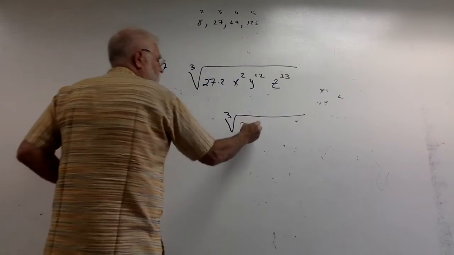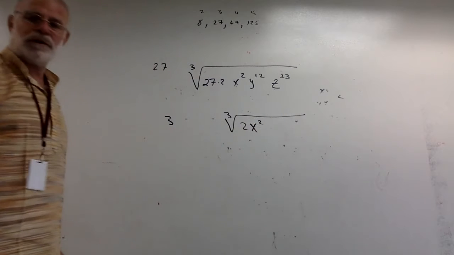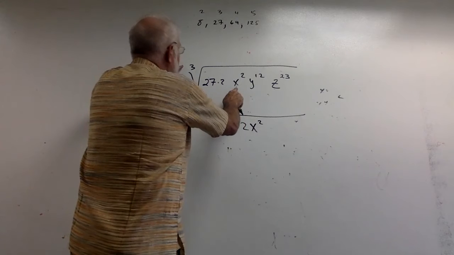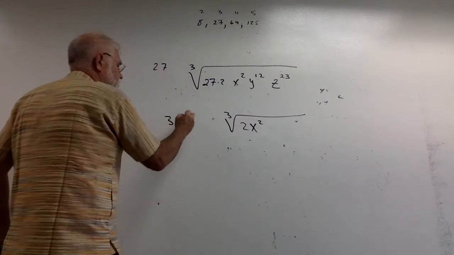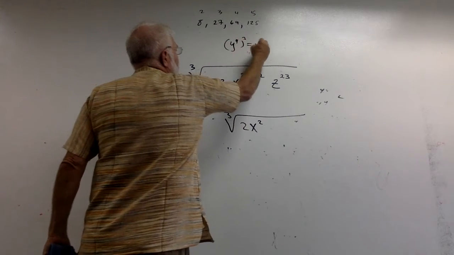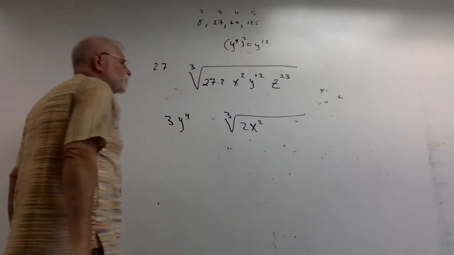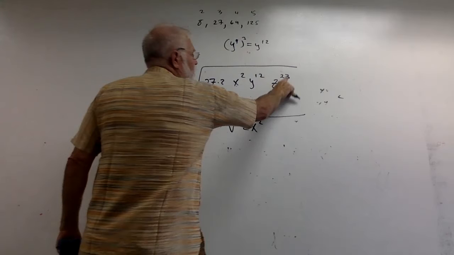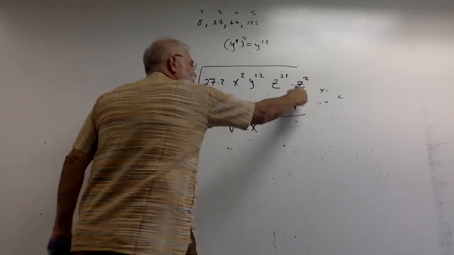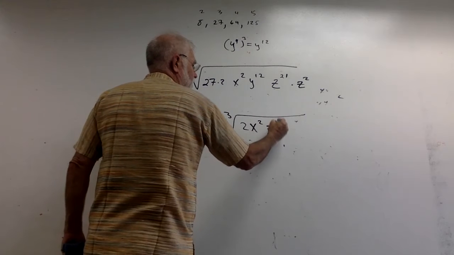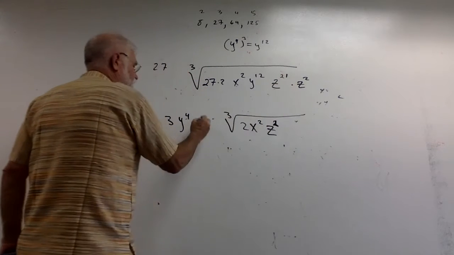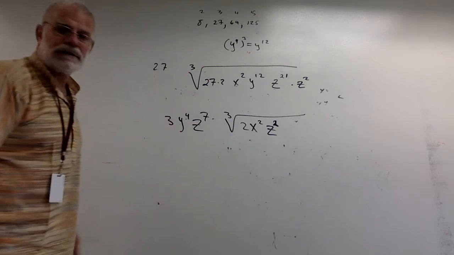The cube root of x squared. Got to have at least an exponent of 3 or bigger to work with it, so I don't change that. 3 goes into 12 4 times, right? Why? Because y to the 4th cubed is y to the 12th. So that's the cube root. 23 could have been written as 21 times z squared. I can't take z squared, but I sure can take z to the 7th out here. Okay, and that's the simplification.